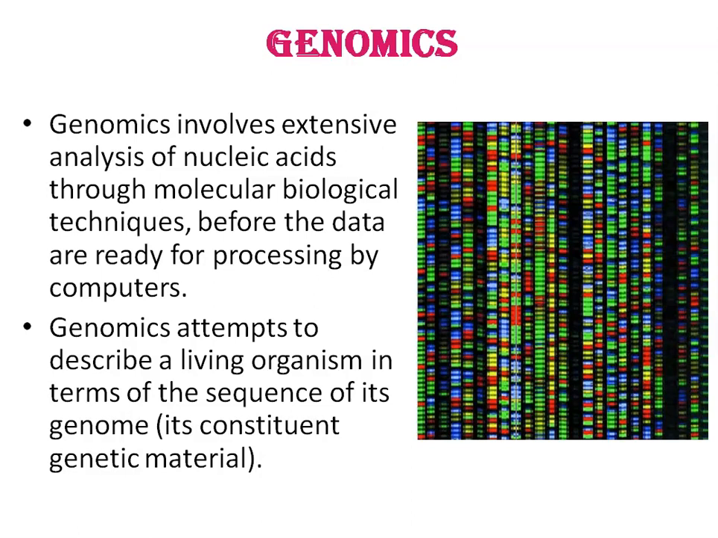Genomics attempts to describe a living organism in terms of the sequences of its genome. You can see here in this figure these are gene sequences, and these different colors represent the different bases. You know, DNA is made up of four types of bases: adenine, guanine, cytosine, and thymine. So these different colors represent the four different types of bases, right?